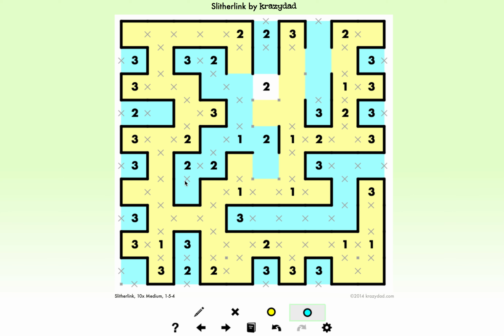And I have this big lake here. Got to make sure it goes out to the edge by putting a blue here too, which solves the puzzle. I just have to fill in the lines.